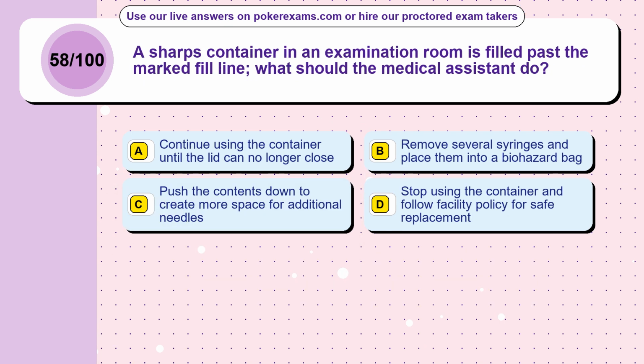Question 58. A sharps container in an examination room is filled past the marked fill line. What should the medical assistant do? Option A. Continue using the container until the lid can no longer close. Option B. Remove several syringes and place them into a biohazard bag. Option C. Push the contents down to create more space for additional needles. Option D. Stop using the container and follow facility policy for safe replacement.